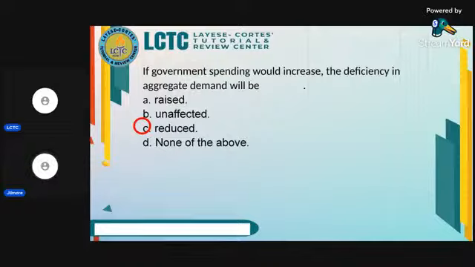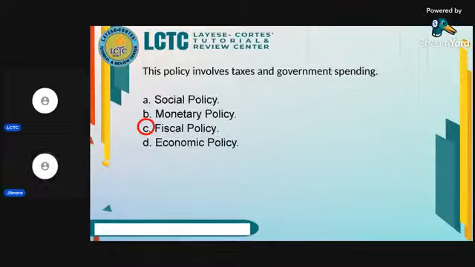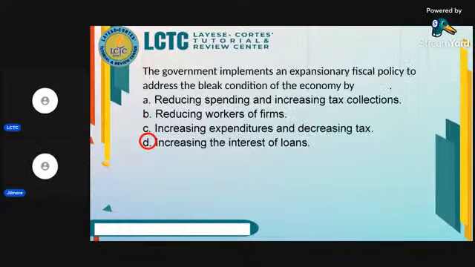So if the government spends, or if the government expenditure is high, the deficiency in aggregate demand will be reduced. Because an increase in government expenditure will give unemployed citizens the chance to be employed, plus taxes are decreased. This policy involves taxes and government spending. That's fiscal policy.